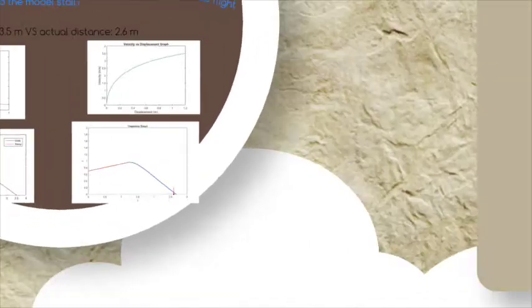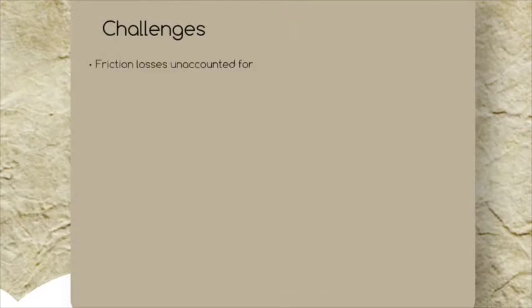The predicted exit velocity of 3.5 meters per second was, as mentioned earlier, not achievable in practice. This was due to friction losses unaccounted for during the design process. Additionally, the reaction forces at the front-driven wheel were smaller than expected because of a larger tail weight.